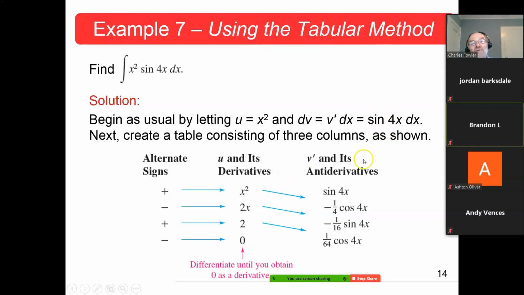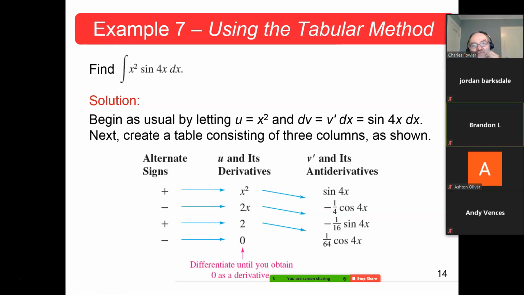sine of 4x, when you take the antiderivative of that, you get a minus 1/4 of cosine 4x, take the antiderivative of that, a minus 1/16 of sine 4x, antiderivative of that, a minus 1/64, because every time you're dividing by the 4, the antiderivative of sine is a minus cosine, antiderivative of cosine is a positive sine, antiderivative of sine is negative cosine. So that gives you a rather bizarre but standard pattern here: plus, minus, minus, plus, plus, minus, minus, plus, plus, minus, minus, plus.